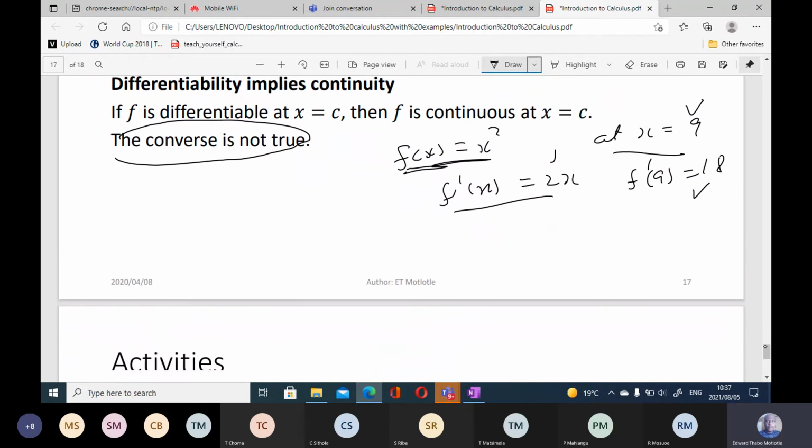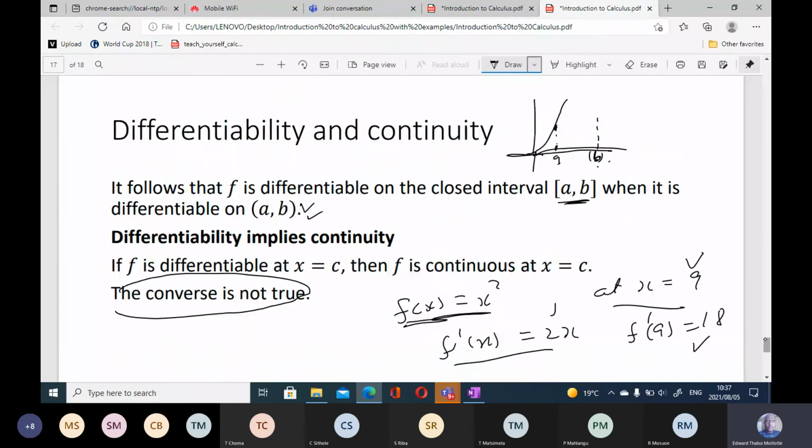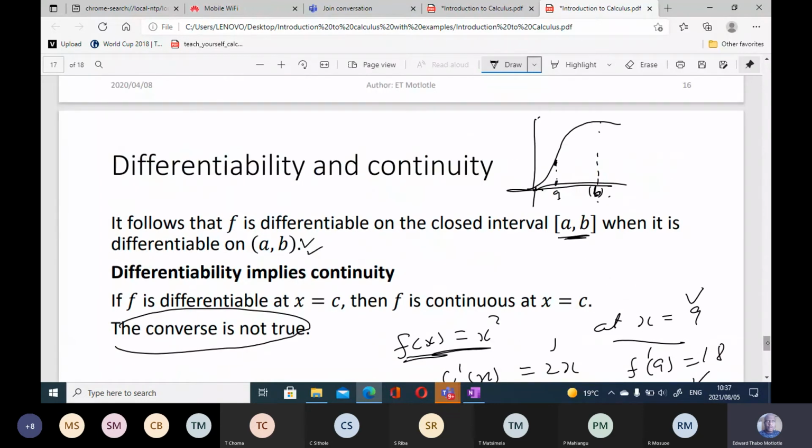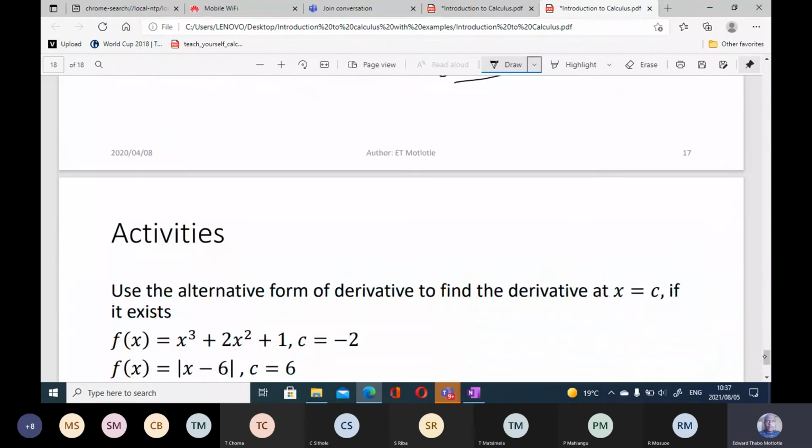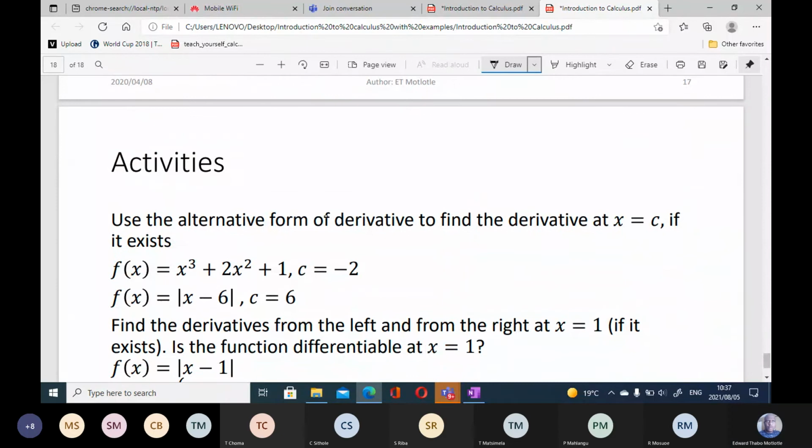So then I have activities that will show you that this is the case. Now, let's see, for example, this says use an alternative form of derivative to find the derivative at x equals c. So here my c is this guy here. I'll take advantage that you have done maths at high school. For this one, the derivative here is 3x squared plus 4x.